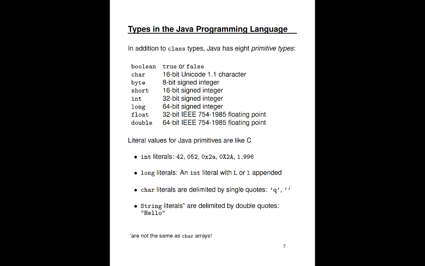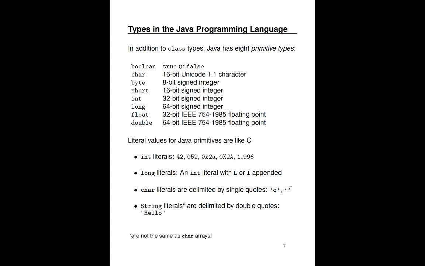There are also 4 kinds of signed integers. There's byte, which is 8-bit, short, which is 16-bit, int, which is 32-bit, and long, which is 64-bit. Similarly, there are 2 kinds of floating point numbers that both adhere to the IEEE 754 1985 standard. You have a 32-bit float and a 64-bit double. And so all these numeric types allow you to do arithmetic operations, plus, minus, multiply, divide, all that kind of stuff on these various types of numeric data.